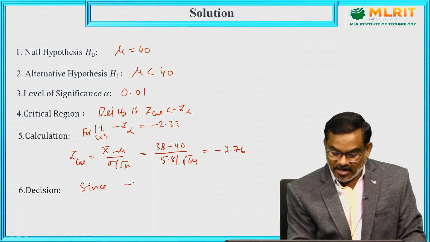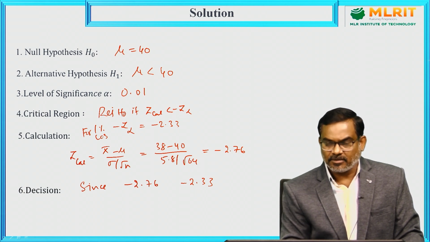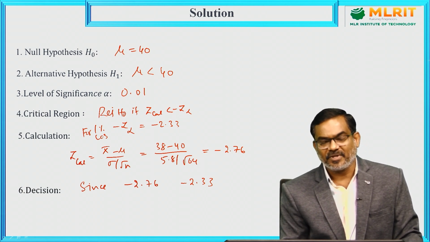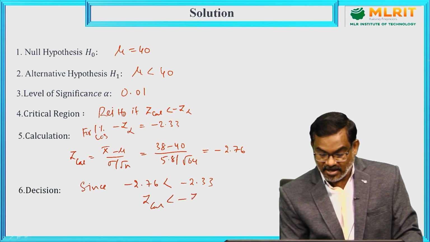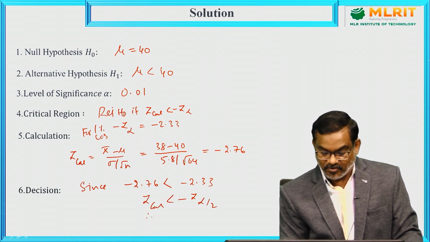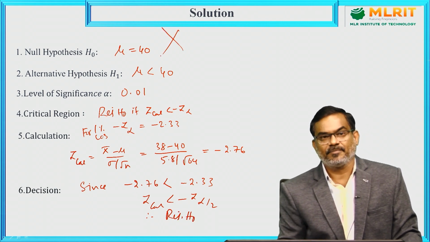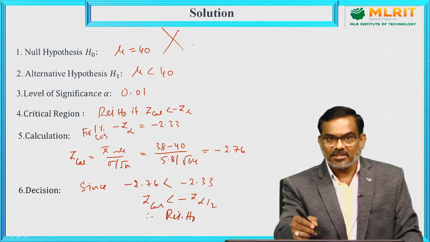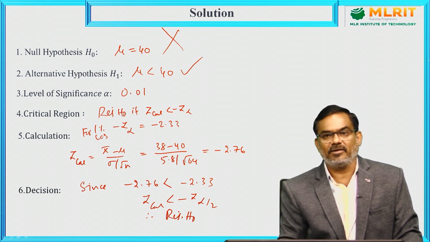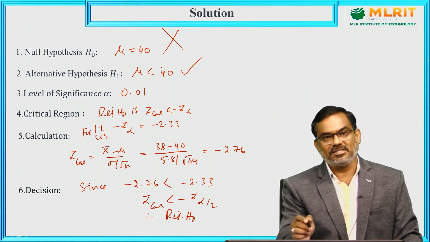Since minus 2.76, now this 2.76 is greater than 2.33 if it is a positive value. So, the negative value means this is less than. So, Z calculated is less than minus Z alpha. Therefore, reject H naught. So, our final decision is to reject the null hypothesis. That means the average lifespan is not 40. If we are rejecting the null hypothesis, that implies we have to accept the alternative hypothesis, that even after giving that nutritious food, the average lifespan is less than 40 months itself.